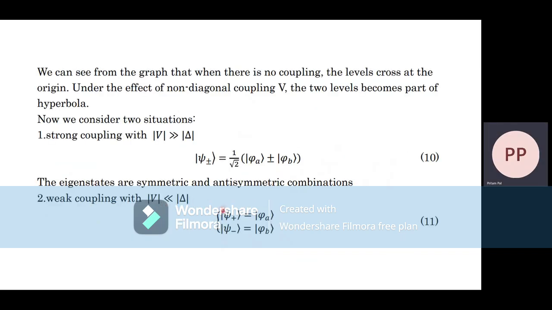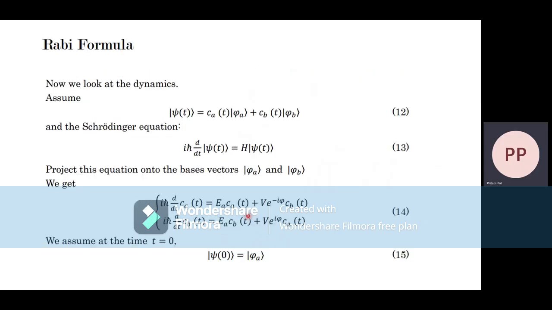So then we have an eigenstate where psi plus will be phi a and psi minus will be phi b. This is completely independent. But when we have a coupling, basically it's a two level system, not independent. These are a combination of the two different states. Okay, this is a symmetric and antisymmetric combination.